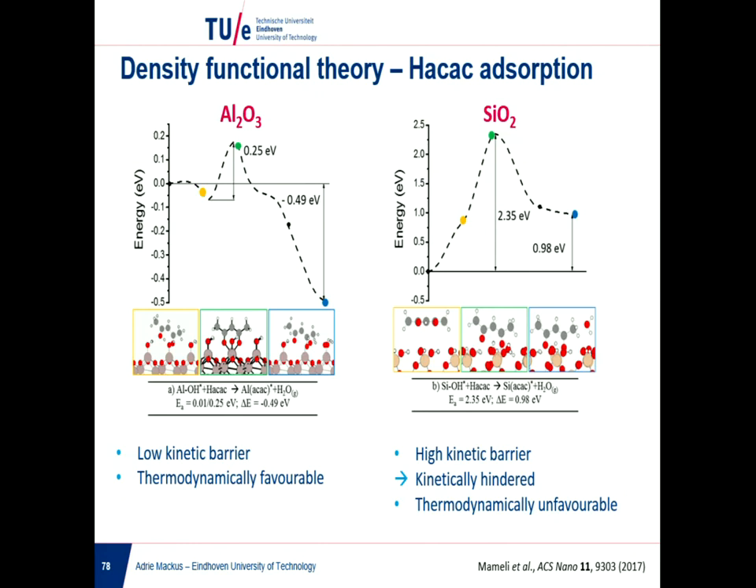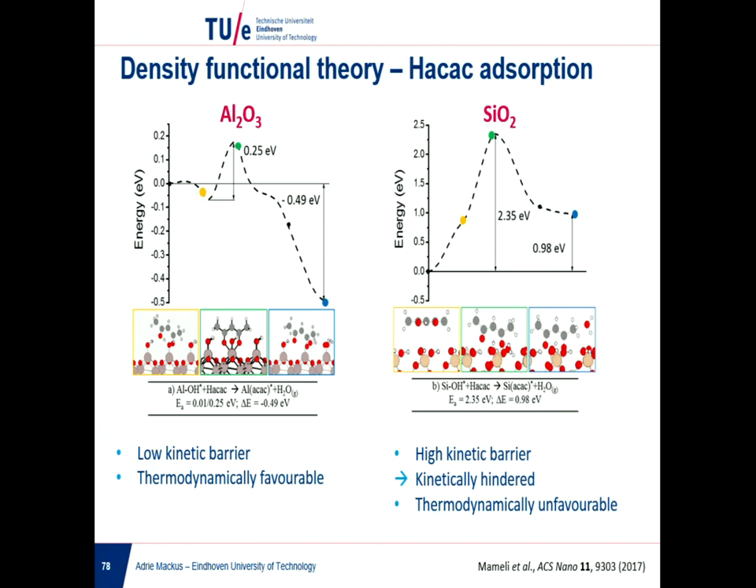To study this selective adsorption of the inhibitor, we also did some density functional theory calculations. And what we see is basically that the adsorption of the inhibitor on this surface, on the alumina, is very favorable, but on the silica it has a high barrier and it's also thermodynamically unfavorable. So that's why it doesn't happen on that surface.